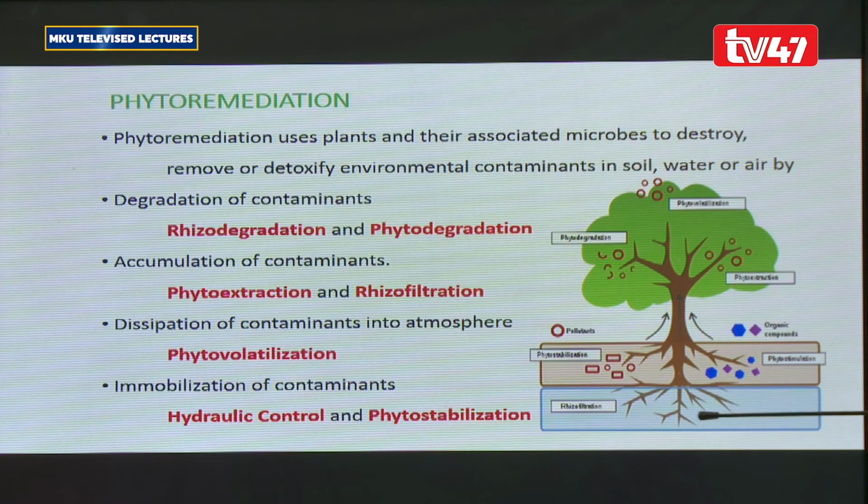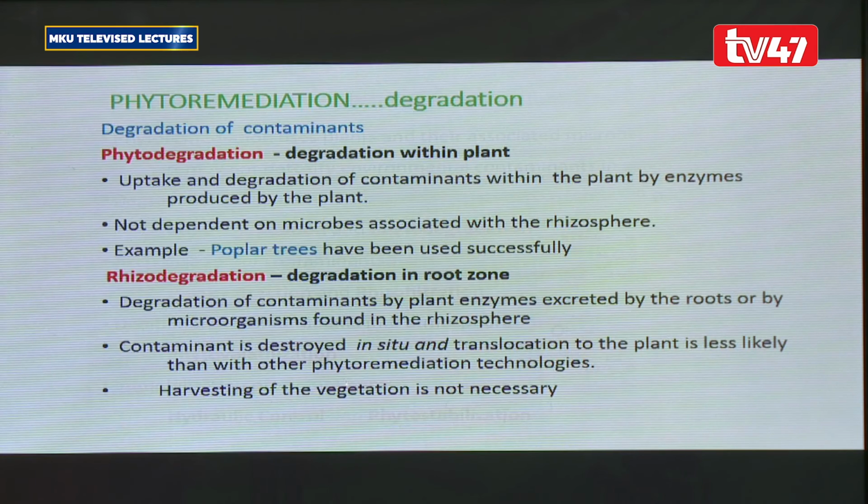Then you can also take up the contaminants through the roots and convert them to a volatile form and release them through the leaves through what we call evapotranspiration. The contaminant will be released from the soil into the atmosphere, but by the time it gets to the atmosphere, it will not be a contaminant, it will be converted into another form. Then you have phytostabilization, where the contaminant is immobilized around the roots, and hydraulic control, which we are going to see what it involves.